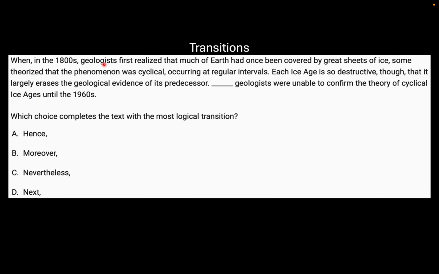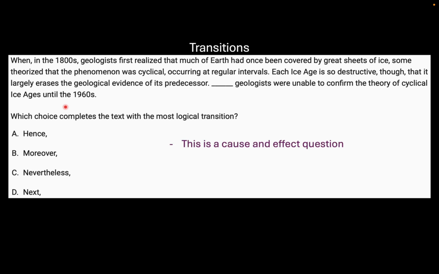When in the 1800s, geologists first realized that much of Earth had once been covered by great sheets of ice, some theorized that the phenomenon was cyclical, occurring at regular intervals. Each ice age is so destructive, though, that it largely erases the geological evidence of its predecessor. Geologists were unable to confirm the theory of cyclical ice ages until the 1960s.